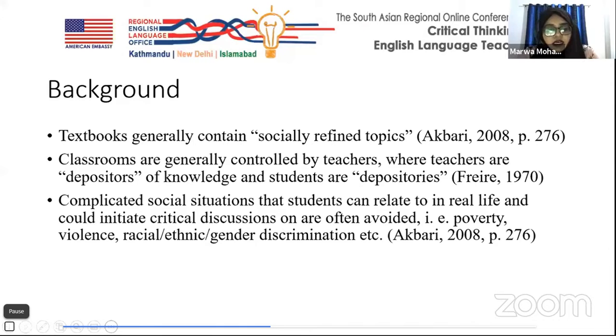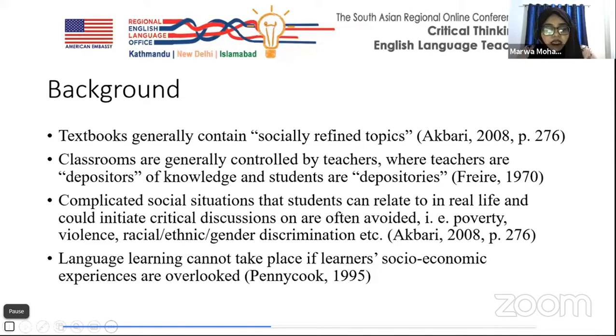Some of these topics are violence, racial, ethnic, gender discrimination, etc. And you may ask now, one question may be in your mind, why is language learning related to this? Because language learning is a holistic experience. If we don't address the totality of our learners' situation and position in the society and socioeconomic experiences, it may be difficult to actually help them learn.